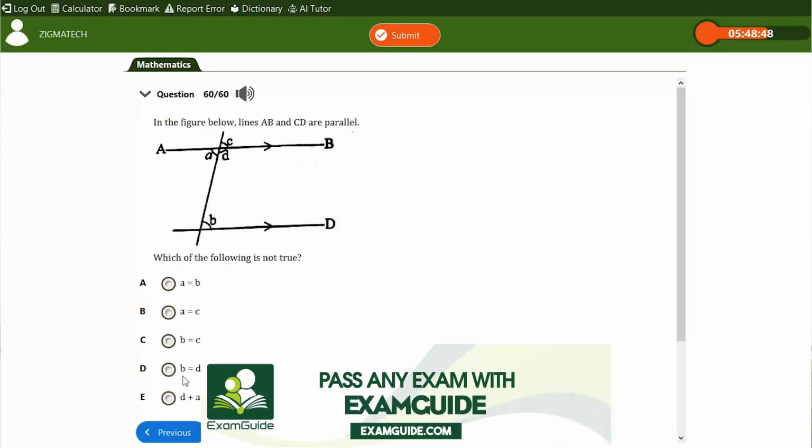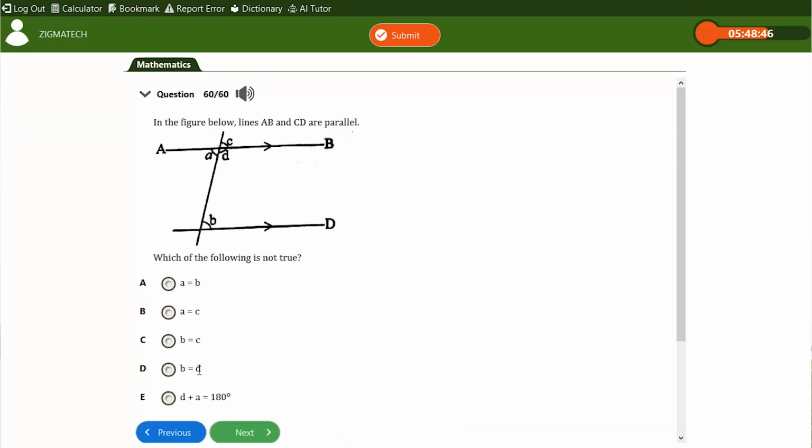So we have B is equal to D. B is equal to D cannot be true because there is no angle theory that makes that true. All right? There is no theory that says that this angle is equal to this angle. Do you understand the point now? So C is not true. Let's see. D plus A is equal to 180. Yes, sum of angles on a straight line. So it's also true. So the one that is not true is option D.